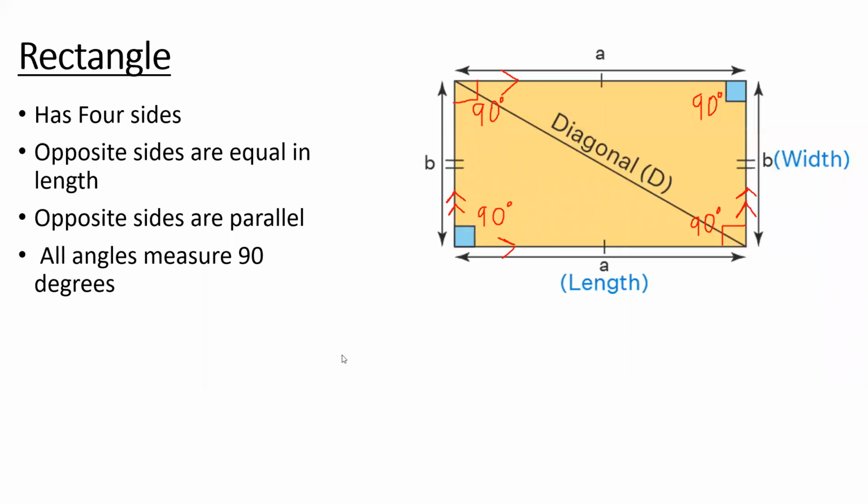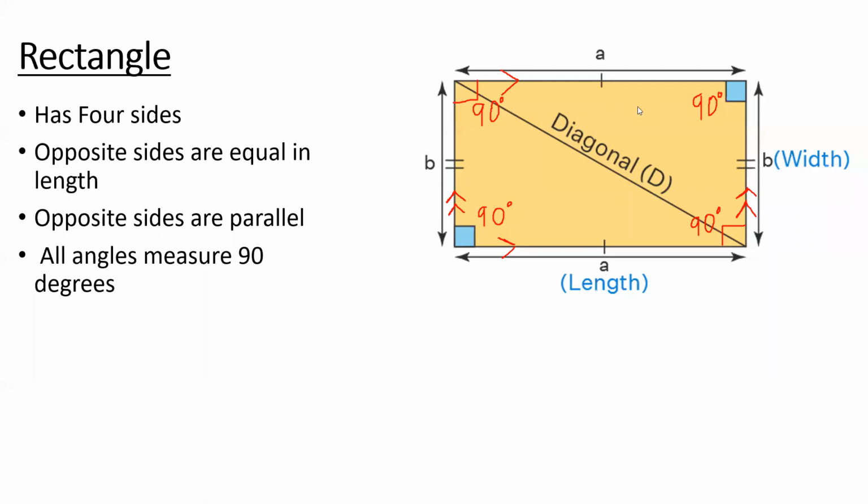Rectangle. A rectangle has 4 sides. Opposite sides are equal in length. Opposite sides are parallel. All angles measure 90 degrees. All right, good. So what gives it away for the rectangle?